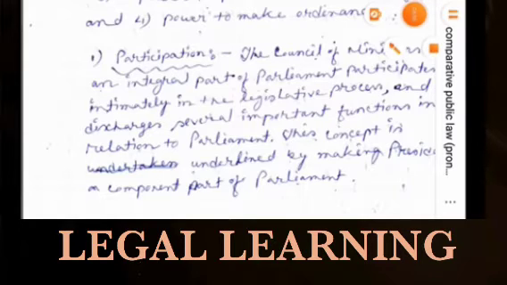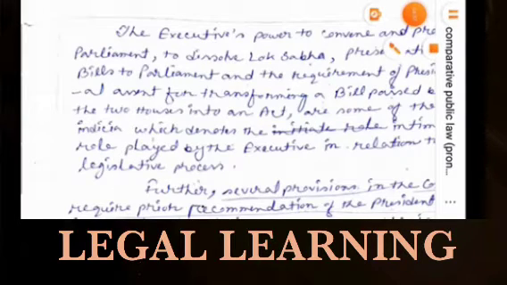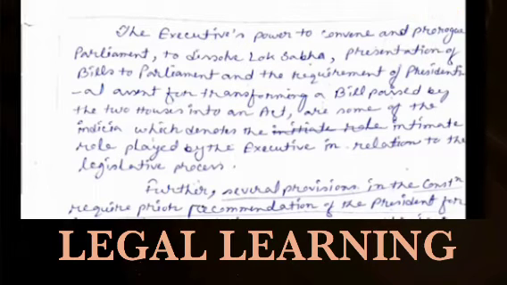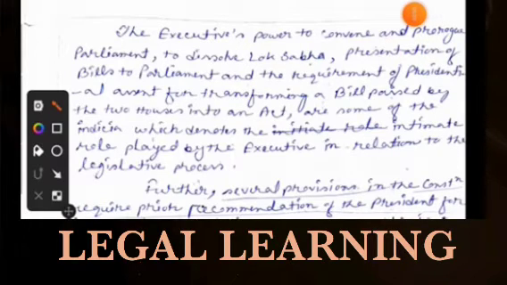Another thing you can see here is the executive power to convene and prorogue Parliament. The President has power to prorogue Parliament, dissolve Parliament, and summon the two houses, and for a joint meeting also the President can summon the two houses, right? So prorogation, summoning and dissolution, these things are important. That's how the President participates.